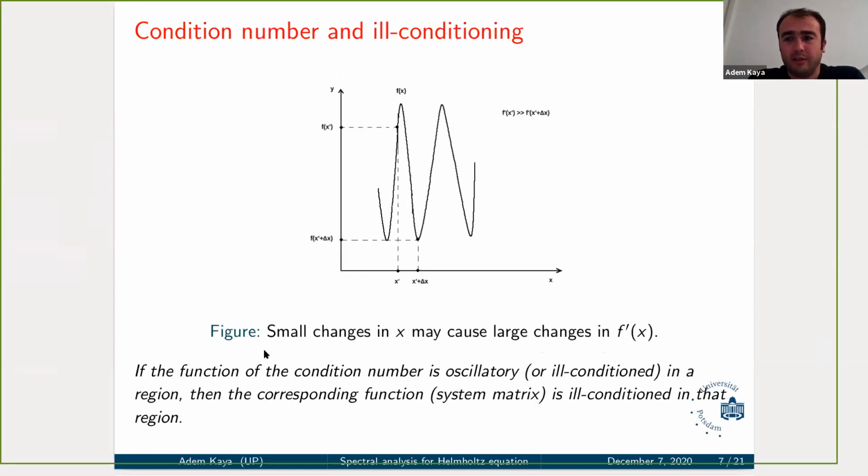Okay, so in some way I want to relate the ill conditioning with the condition number. Here we see a scalar oscillatory function. It is well known that this function is ill conditioned. And here is another indicator of ill conditioning for this function, which is f prime of x, that is the derivative of f. The derivative of f is also ill conditioned here, and it's an indicator of ill conditioning of f. Using this, we say that if the function of the condition number is oscillatory or ill conditioned in a region, then the corresponding function, or for our case the system matrix, is ill conditioned in that region.